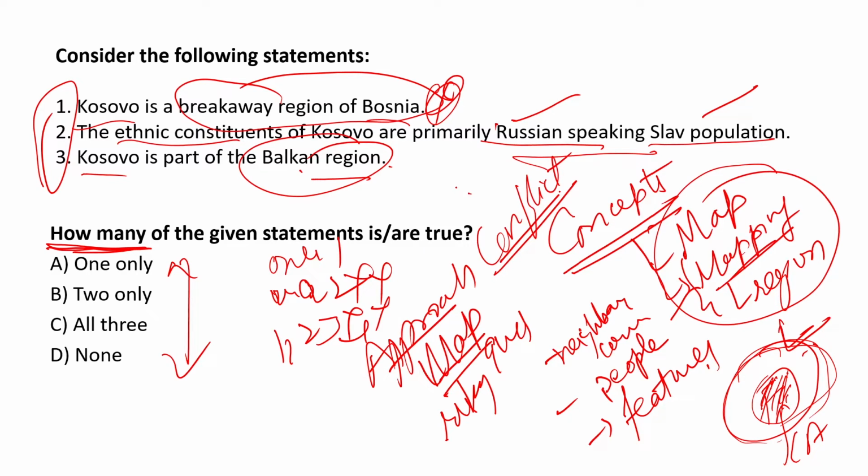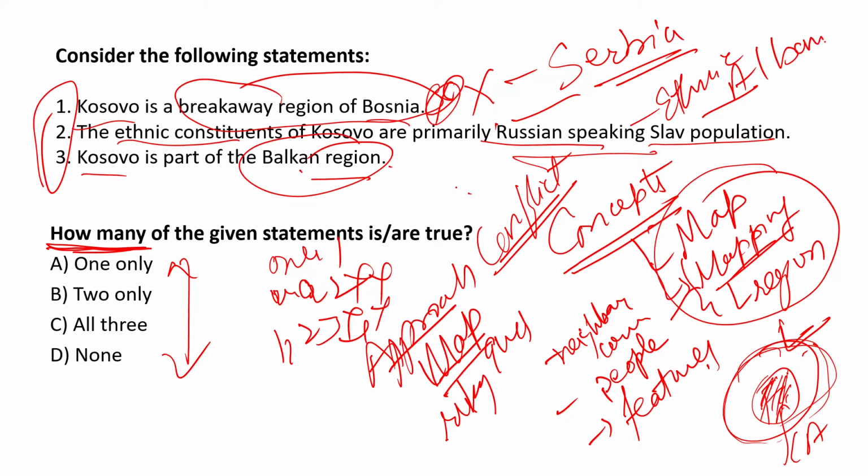Kosovo is a breakaway region of Bosnia. This statement is incorrect. Rather, it is a breakaway region of Serbia, right. So it unilaterally declared its independence from Serbia and not from Bosnia. The second statement, the ethnic constituents of Kosovo are primarily Russian speaking Slav population, right. Rather, it's the ethnic Albanians which forms the majority in Kosovo, and they spoke the Albanian language. This statement is again incorrect.